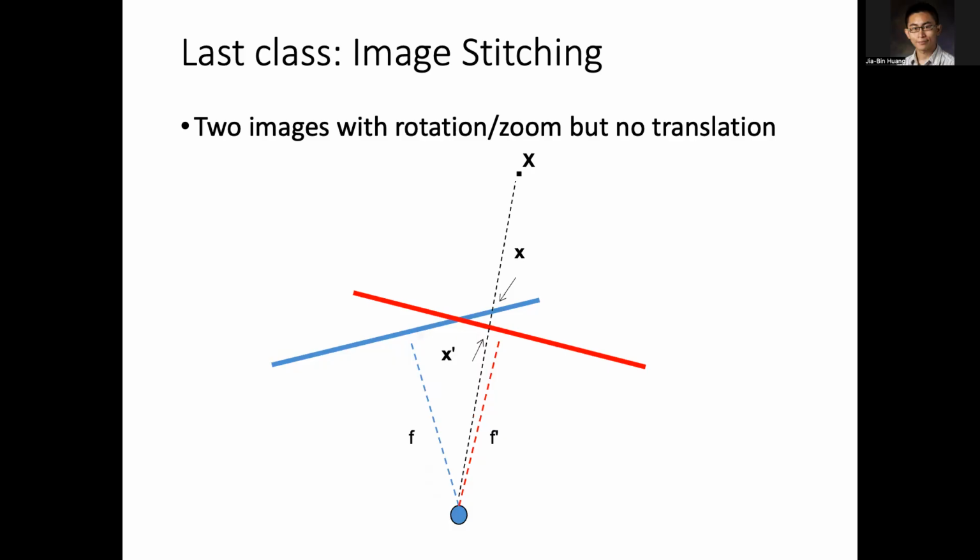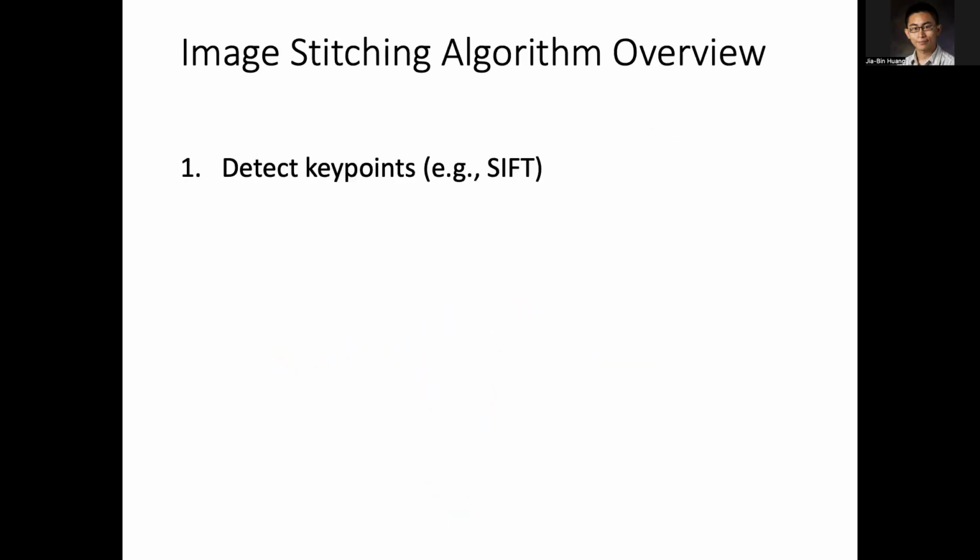So if you have different images captured by a rotating camera, these can be described by homography, and you can stitch them together into a panorama. Okay, so this is just a quick overview of what we talked about last time.